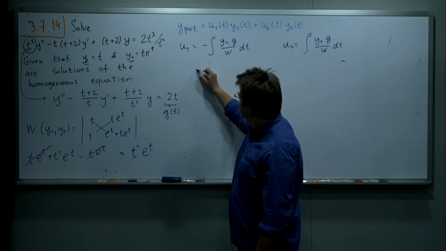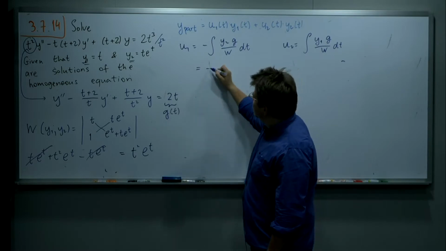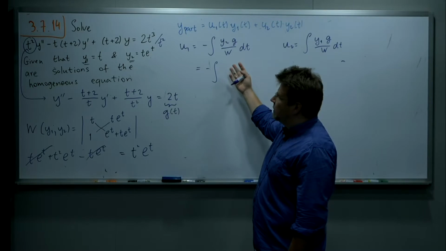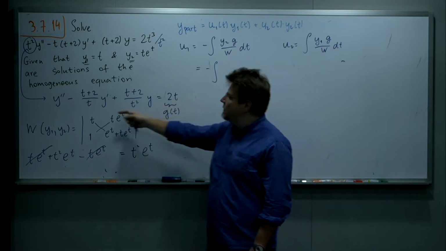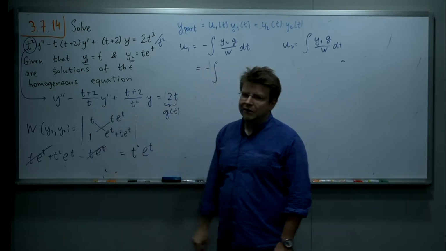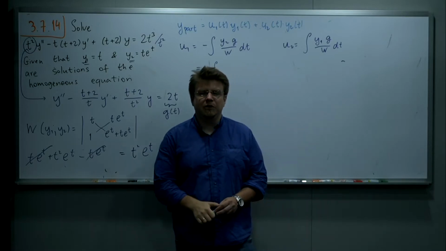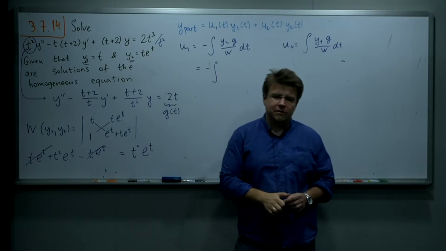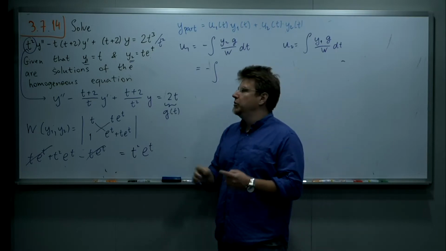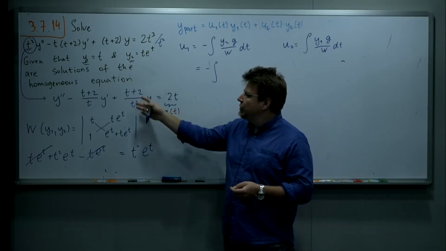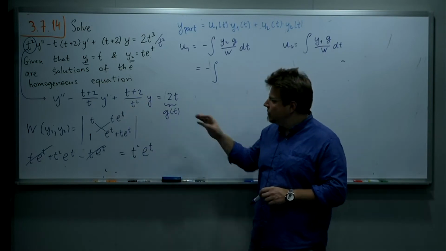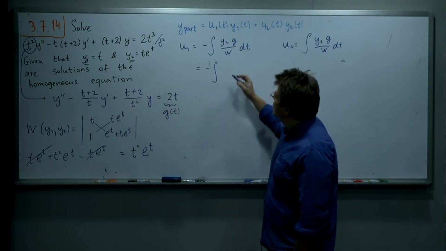So now let's do u1 first. This is minus the integral. And notice that in variation of parameters, we did not really care whether the coefficients of our equation are simplified or not, because coefficients do not appear in the variation of parameters, only the right-hand side. So we shouldn't bother with the particular way of writing down the coefficients. Only the right-hand side is important.